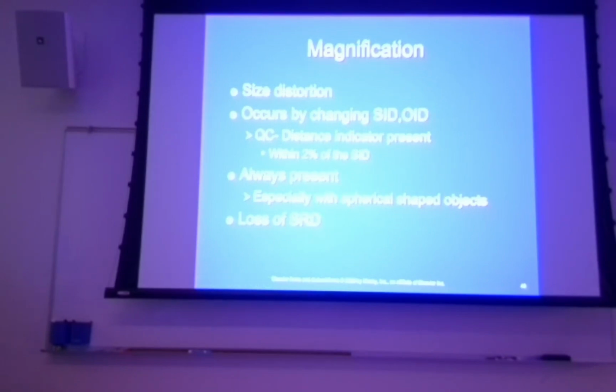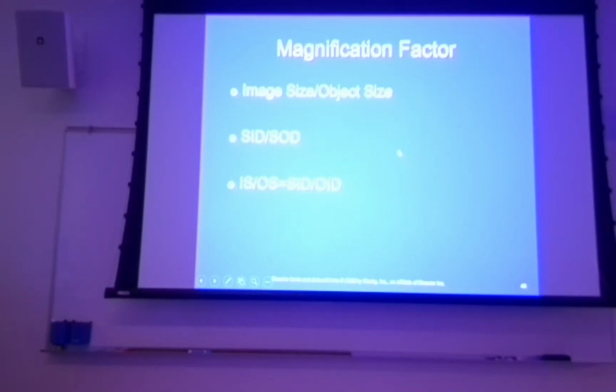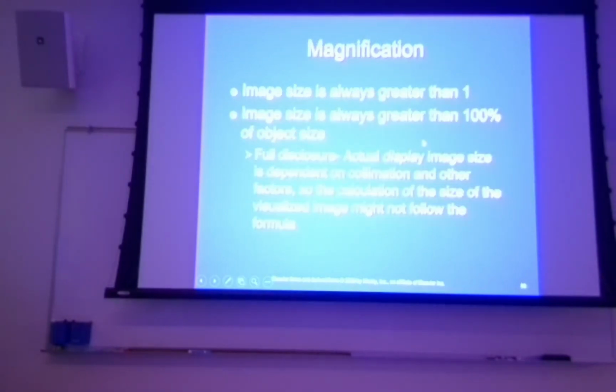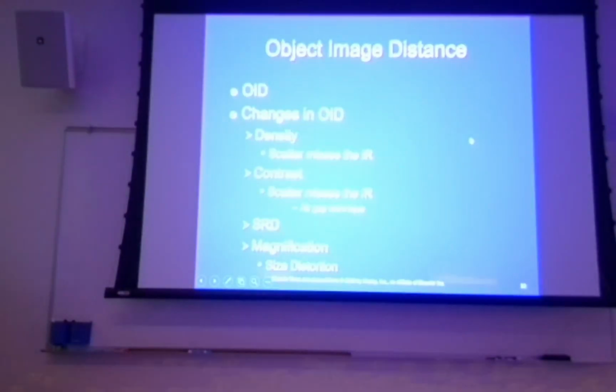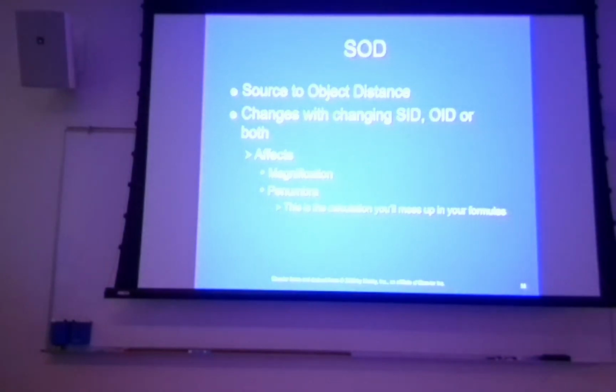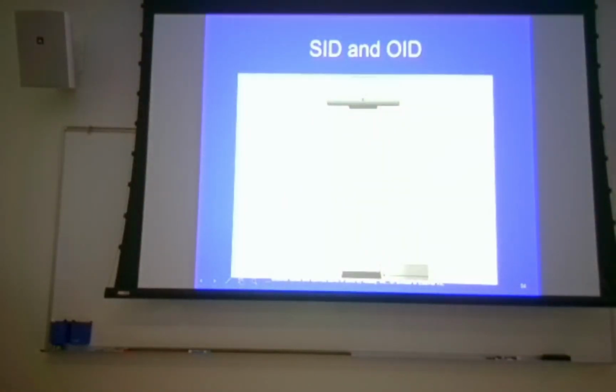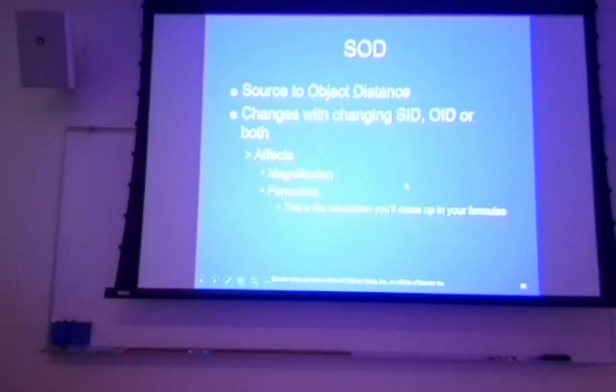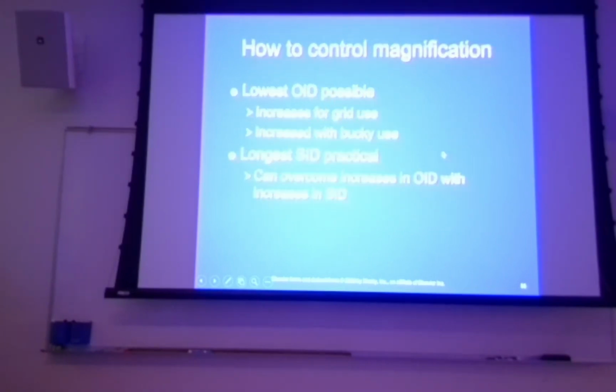So magnification, we finished that up last week. Of course, size distortion occurs with SID and OID, and we get a loss of sharpness, recorded detail. We've got the ways that you can calculate magnification factor. We did say that it's always greater than 1. We did take a look at these images of L-spines in the context of how we would better shoot them, AP versus PA. Remember SOD, how to calculate SOD, source to object distance, and how to control magnification: always lowest OID, longest practical SID. You don't want to shoot everything at 7.2 inches.